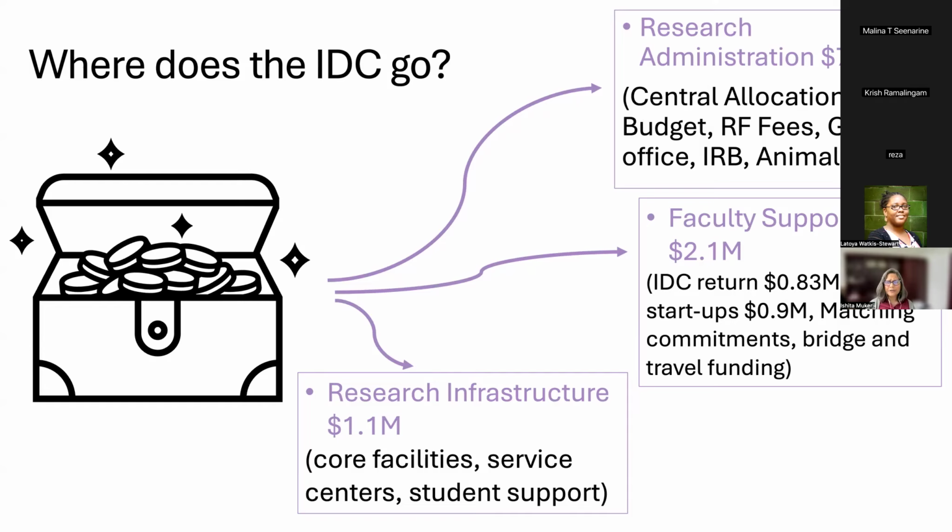So finally, the other big bucket where we spend money is in research infrastructure. So you can see here, that's about $1.1 million. That includes core facilities. So that's all of the instrumentation, the shared instrumentation, as well as, those of you who work in CDI will know that we've been spending a lot of time and money fixing cold rooms. That is part of what we spend our IDC on. There are also the service centers and student support. So we support summer students, we support some of the PhD students, and that's reflected in that research infrastructure number.